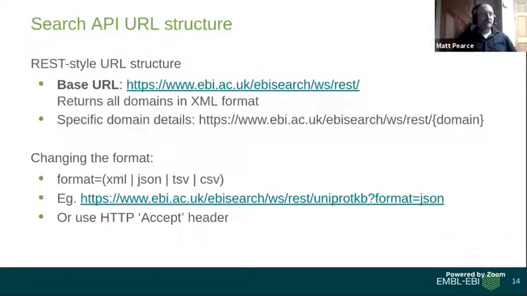There are a number of formats available. You use the format parameter to specify whether you want XML, JSON, CSV, or tab separated formats. For example, you can see here we're looking up the details for UniProt in JSON. Alternatively, you can use the accept header from an HTTP request for specifying the format that you want to receive your data in.